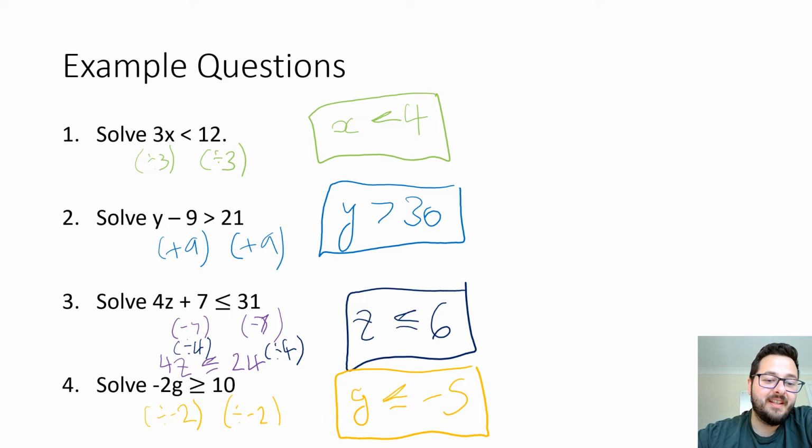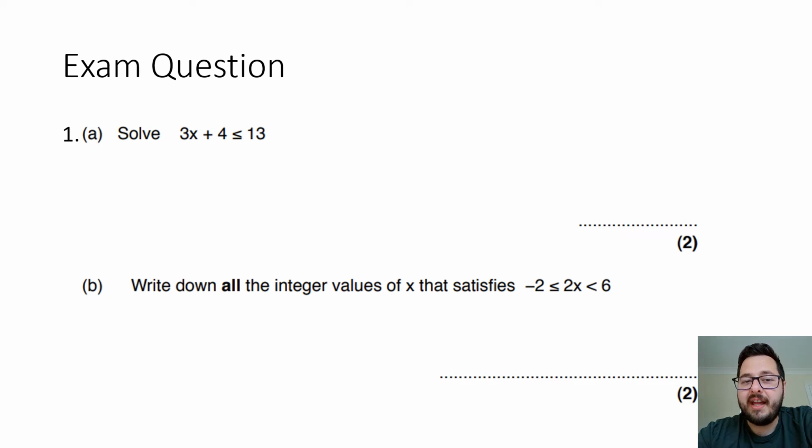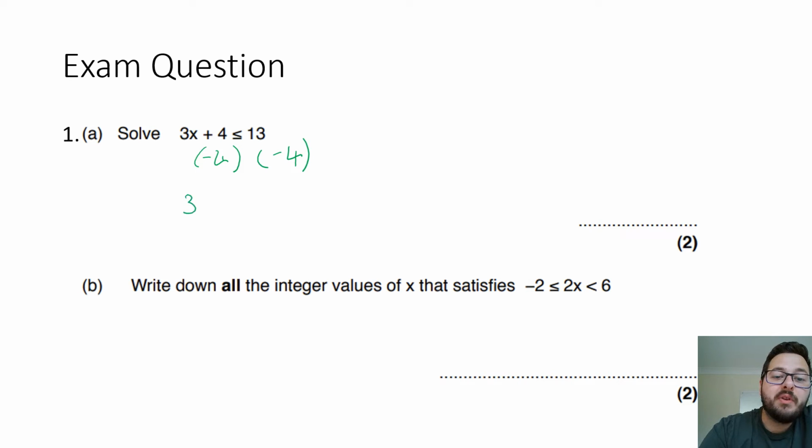Okay, all right, so let's just have a look at an exam question then. So 1a, we want to solve 3x plus 4 is less than or equal to 13. Okay, well this is another two-step equation. So the first thing we want to do is take away the 4 from both sides, and we're going to end up with 3x is less than or equal to 9. And then we want to divide by 3 on both sides.